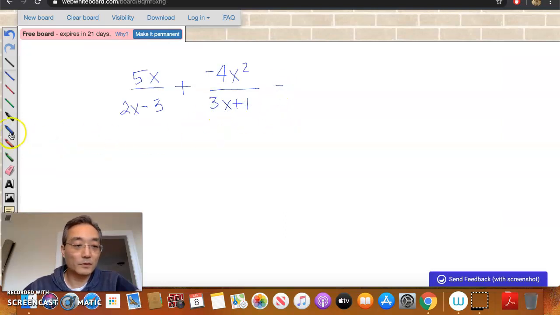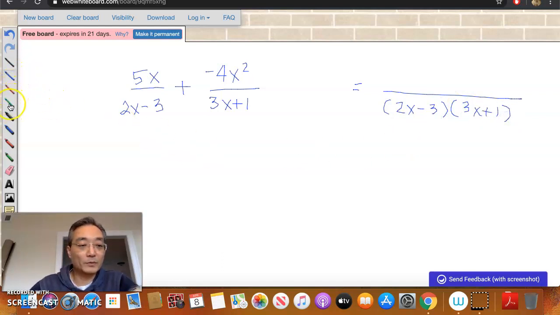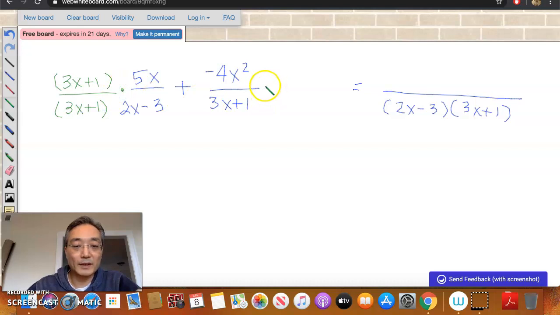Okay, so clearly again, our LCD is 2x minus 3 and 3x plus 1, which means we're going to have to multiply this one by 3x plus 1 over 3x plus 1. And we're going to have to multiply the back one by 2x minus 3 over 2x minus 3. Okay, so let's multiply each of them separately.